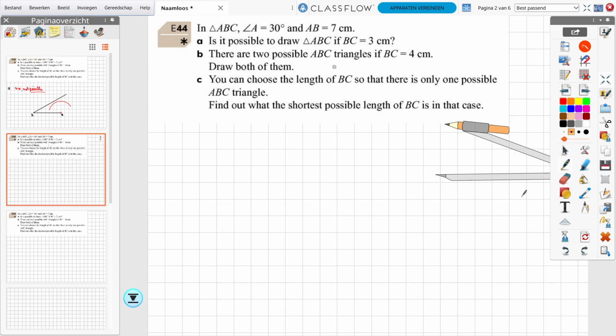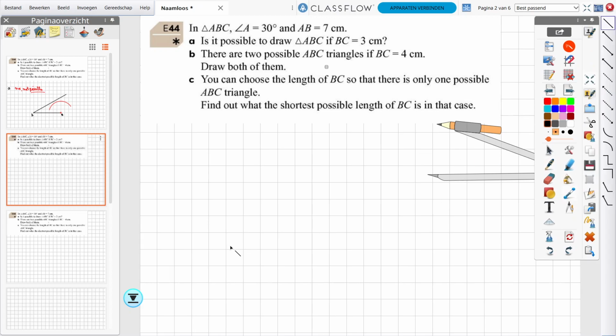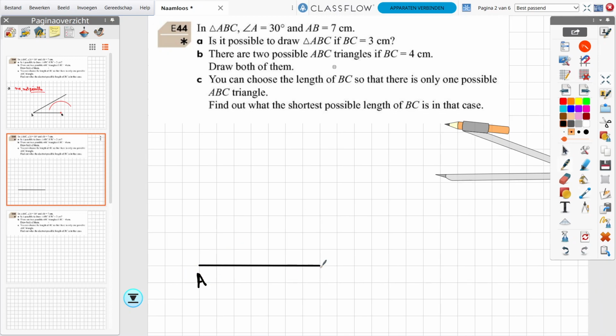Then at B they say, well, there are 2 possible ABC triangles if BC is 4 centimeters. Draw both of them. Okay, if you say so, that means that if that is possible, I want 2 different configurations, 2, 4, 6, 7. I call this one A, call this one B. Now I'm going to be very lazy and do a copy paste trick and try to copy paste it to here. Great. I want this one on the grids though, like this. Okay, let's take a look.